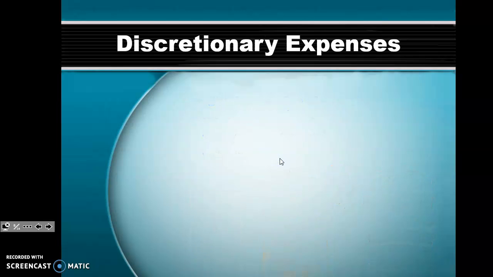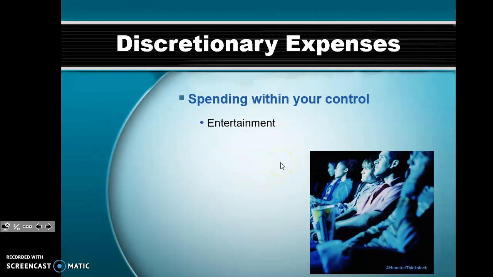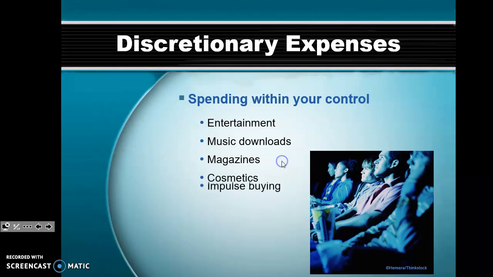And finally, there's discretionary expenses. And discretionary expenses is spending within your control. There are things that are nice to do when you have the money, but you don't have to do it. For example, entertainment, or music downloads, or magazines, or cosmetics, or impulse buying. You know, it's nice when you have the money, but you don't have to have it immediately. You can plan to buy that.